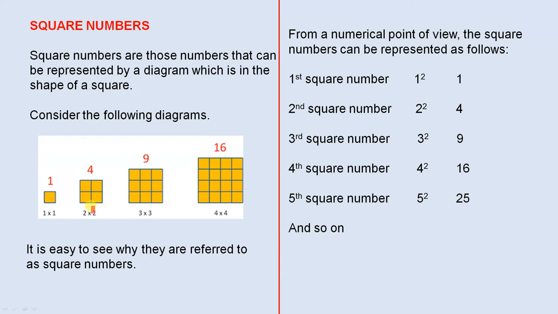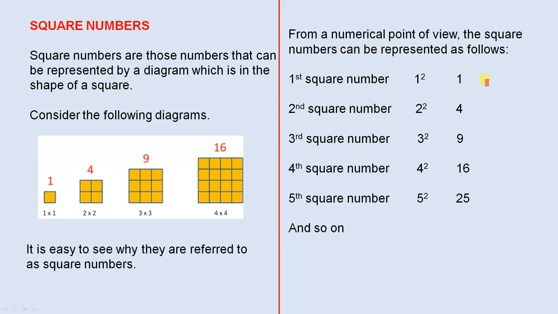Here is a square which is 2 units long and 2 units wide. 2 squared gives you 4. This square is 3 units long, 3 units wide, 3 threes are 9. Here we have a 4 by 4 square which gives us 16. It is easy to see why they are referred to as square numbers. From a numerical point of view, the square numbers can be represented as follows.